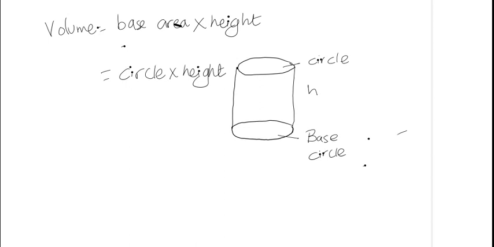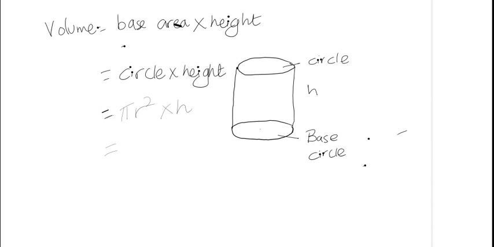Okay. Now you'll need to know what's the area of a circle. So the area of a circle is pi r square multiplied by the height, which is given by h. Okay, so that's how you work out volume of cylinder here.